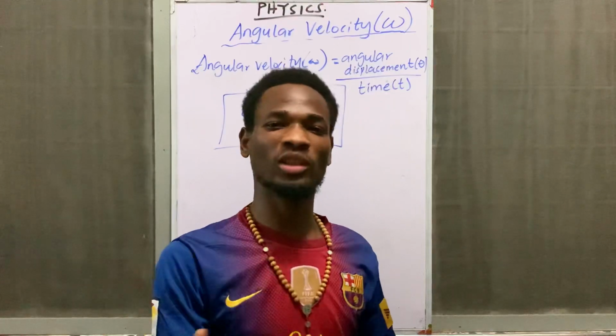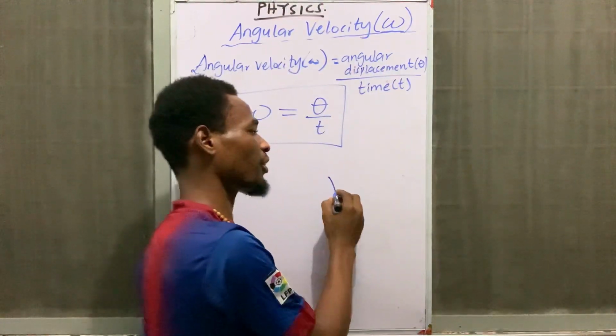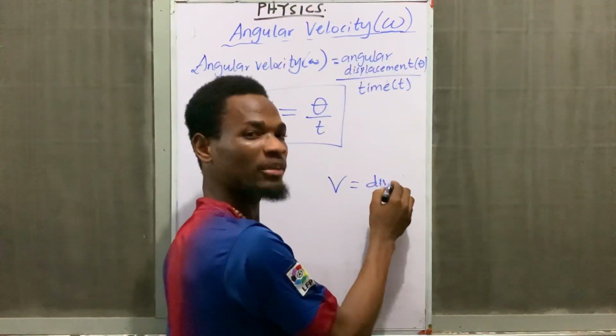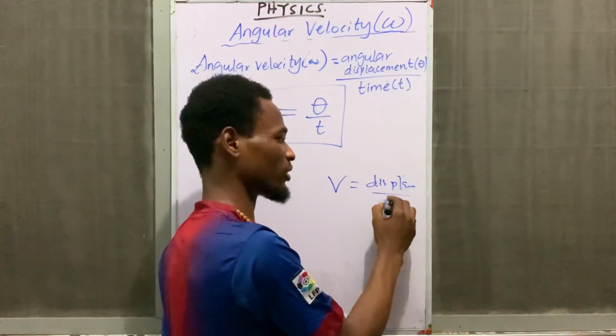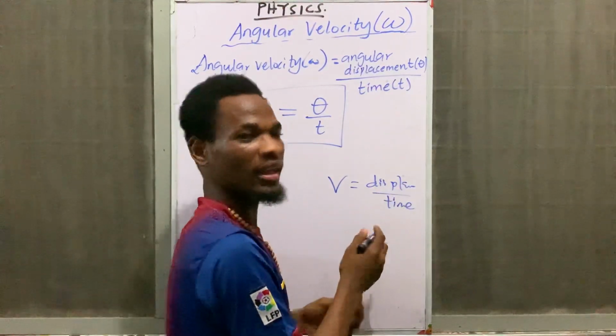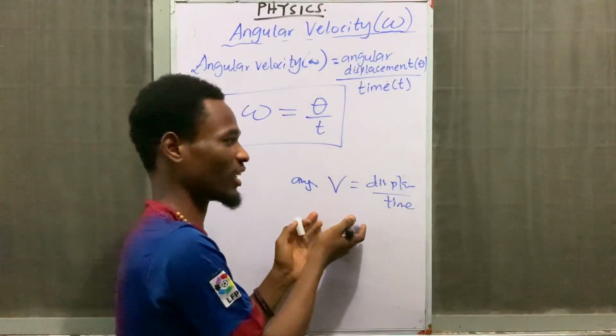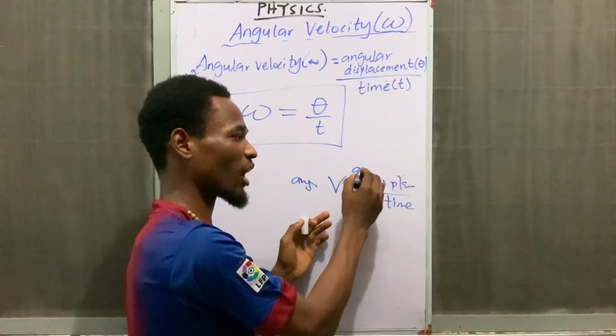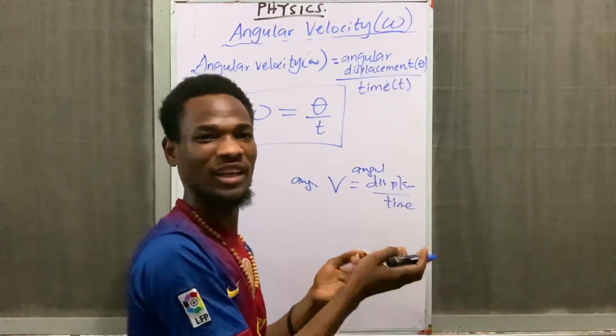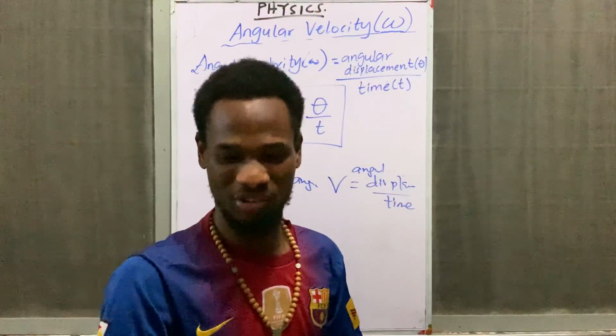I don't expect you to struggle with this, because you know that velocity is what? Displacement over what? Over time. And now here we are just adding angular to the velocity, and we are also adding angular to the displacement, and therefore it becomes angular velocity.